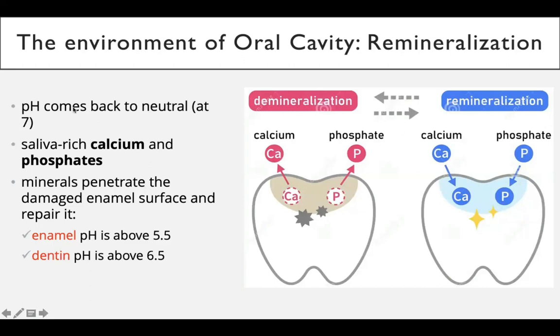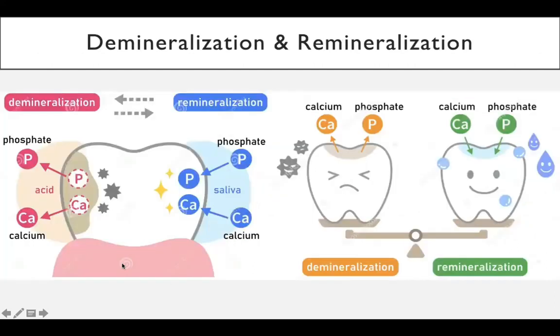Remineralization occurs when the pH comes back to normal, close to neutral. Saliva rich with calcium and phosphate remineralizes it. So calcium and phosphate come out because of the bacteria or any reaction, which is demineralization, and then when calcium and phosphate come back, when the pH is normal and there is no bacteria causing caries, it will cause remineralization. An enamel pH above 5.5, a dentin pH above 6.5 will cause remineralization, because minerals can now penetrate easily into the damaged enamel or dentin area because of the higher pH.